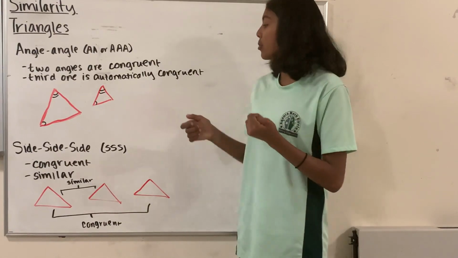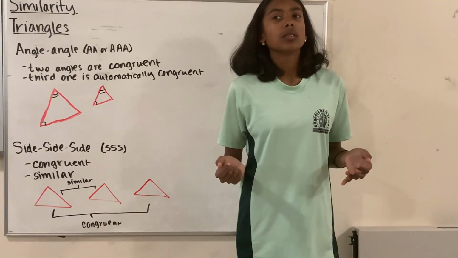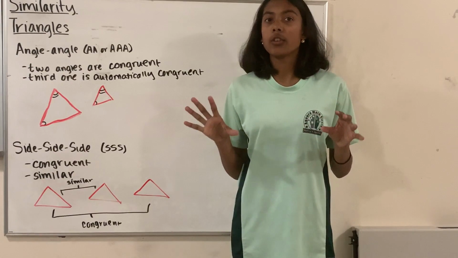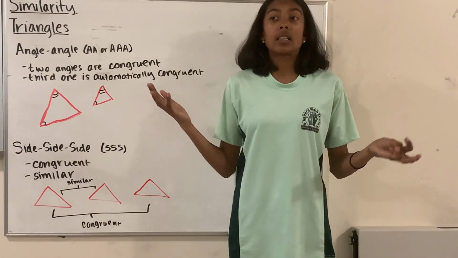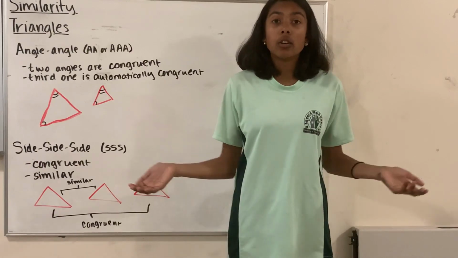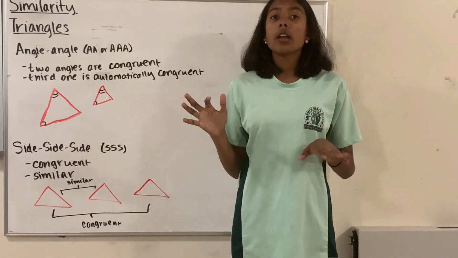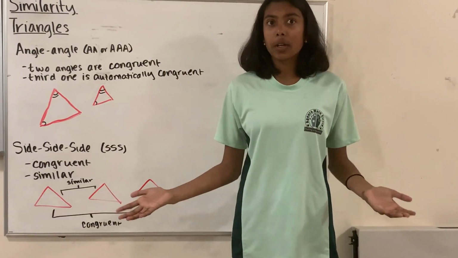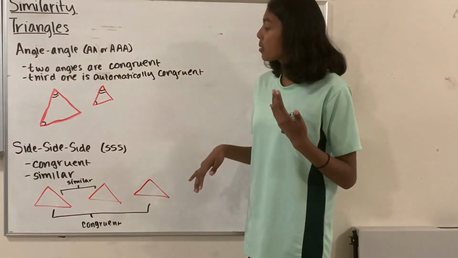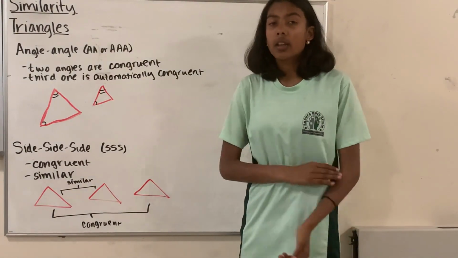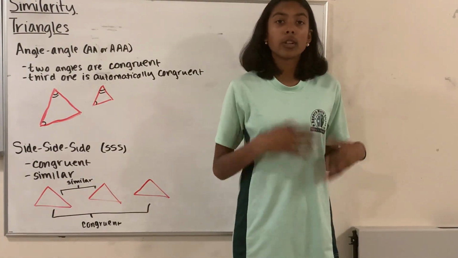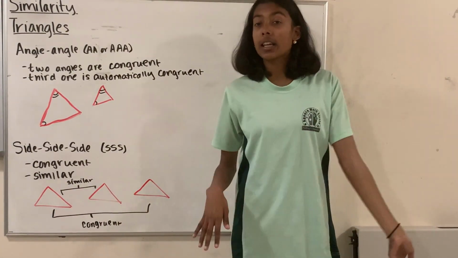Then we move on to side, side, side. Now if you have 2 triangles where all 3 sides are congruent to each other, that means those triangles are congruent. But if they're proportional, that means they're similar. So from the sides, you get that the angles are also congruent. And same thing with the proof. There's a whole proof on that, but we're not going to get into that.